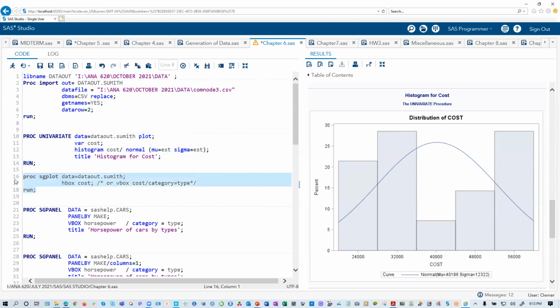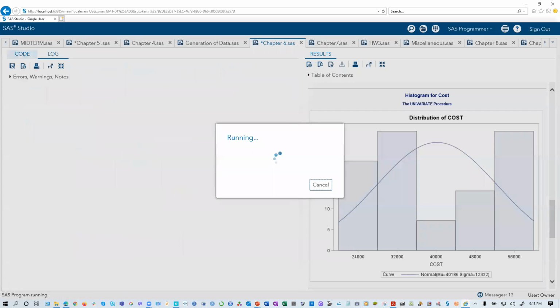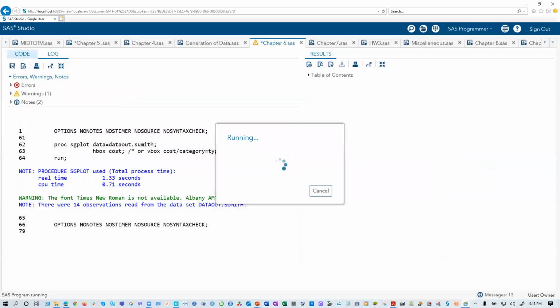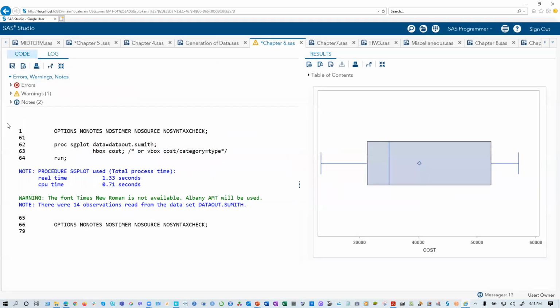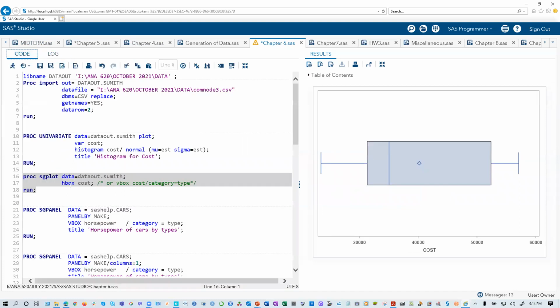Okay, then we can draw a box plot, horizontal box plot, see, H box. If you put V box, you get the vertical one, V box for the cost, and from that we can get it through the category, through the type too.